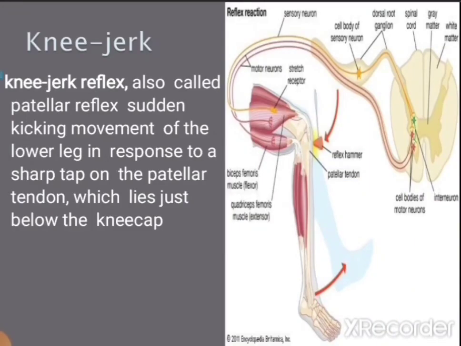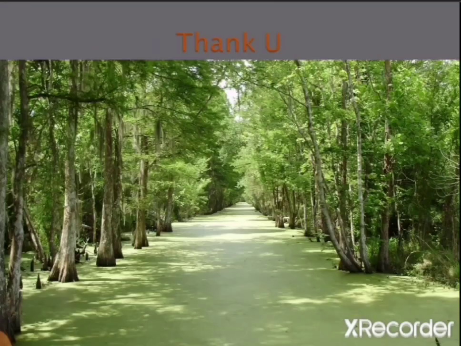Now the applied anatomy, that is the knee jerk. Knee jerk is a reflex, also known as the patellar reflex, which is a sudden kicking movement of the lower leg in response to a sharp tap on the patellar tendon, which lies just below the kneecap. Kneecap means patella. This is the knee jerk. So this completes our topic, the anterior compartment of the thigh.